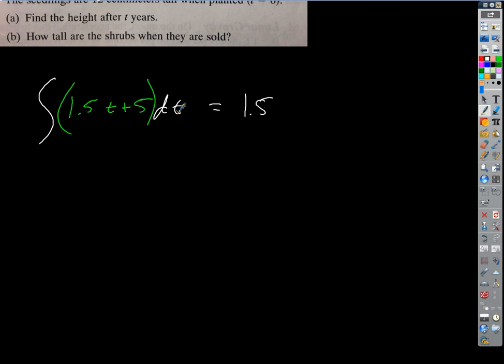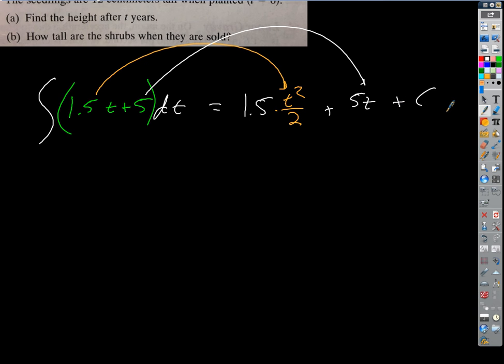Okay. Plus, what's the antiderivative of 5 dt? 5t, good. And then I have to have a constant there, right? So there's my general solution. So what do we get? 1.5, that's 3 halves over 2, so 3/4. 3/4 t squared plus 5t.